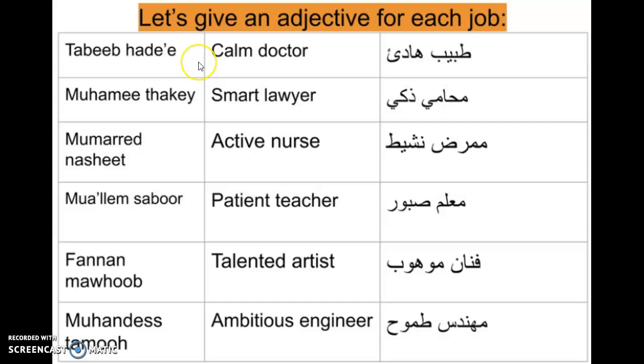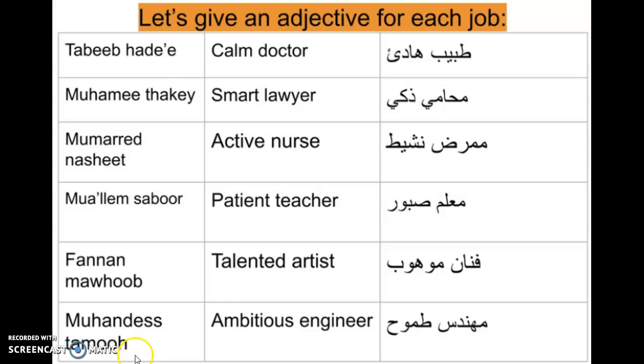Let's read one more time our new adjectives. هادئ, calm. ذكي, smart. نشيط, active. صبور, patient. موهوب, talented.